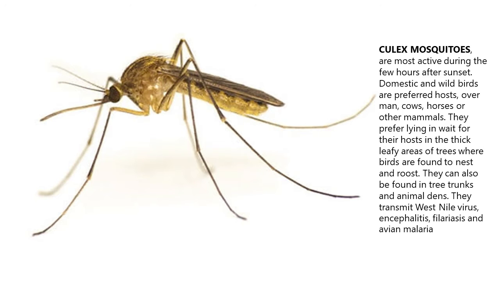Culex mosquitoes are most active during the few hours after sunset. Domestic and wild birds are preferred hosts, over man, cows, horses or other mammals. They prefer lying in wait for their hosts in the thick leafy areas of trees where birds are found to nest and roost. They can also be found in tree trunks and animal dens. They transmit West Nile virus, encephalitis, filariasis and avian malaria.